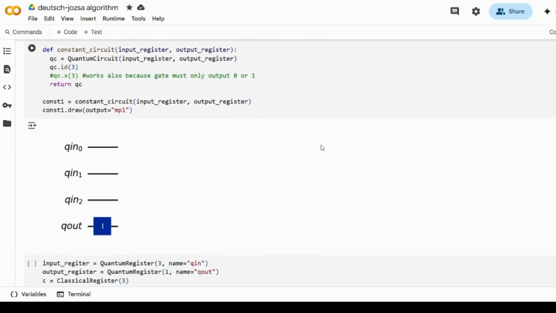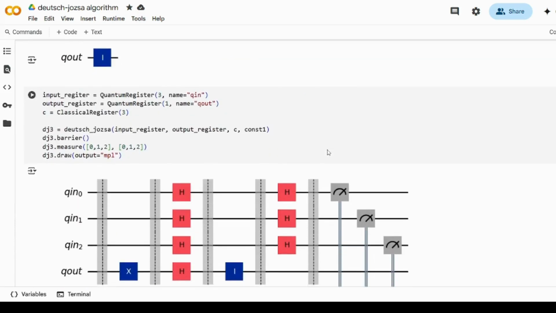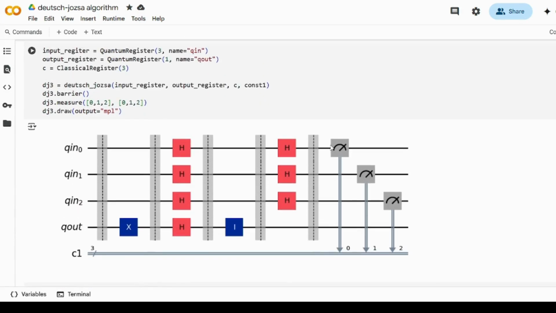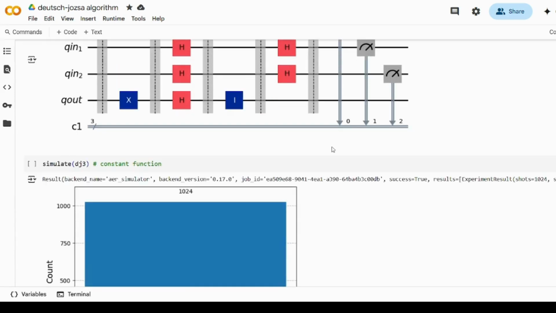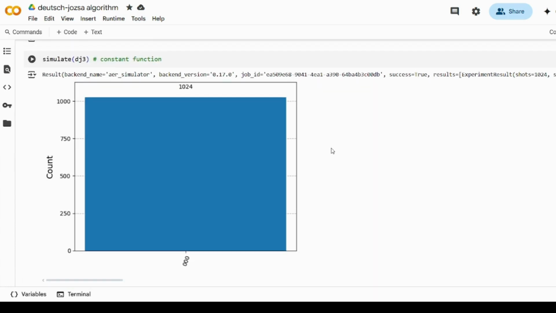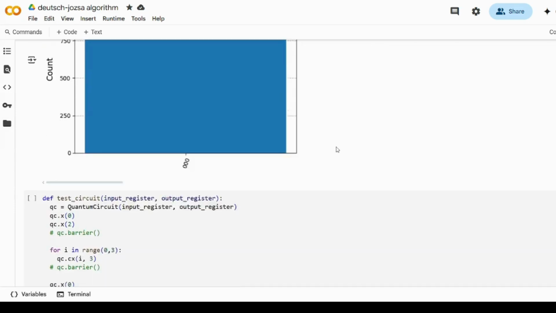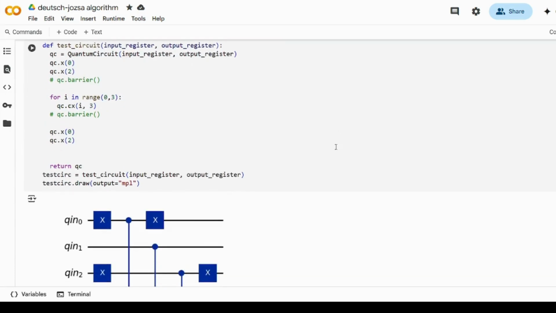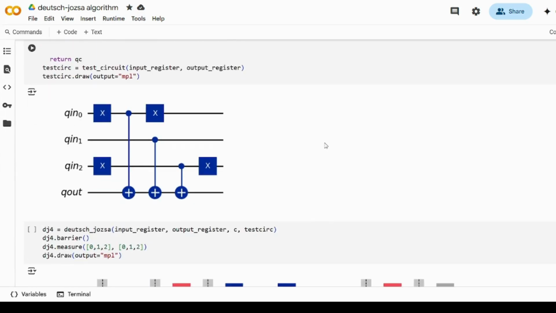Now suppose we have an identity gate on the second register as our quantum oracle. Then, the Deutsch-Jozsa circuit is shown. After simulation, we found out that the histogram gives an output of ket 000, indicating that the quantum oracle is a constant function. Lastly, we have a test circuit of unknown type; we don't know yet if it is balanced or not. So, suppose the test circuit is shown.